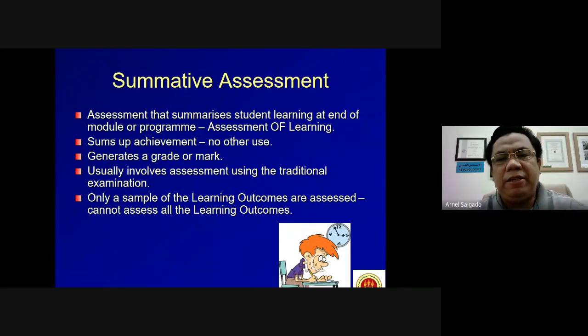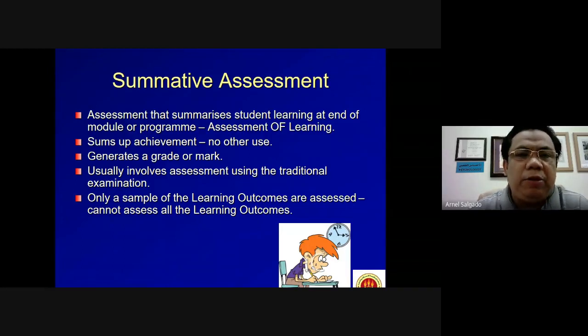Summative assessments: assessments that summarize student learning at the end of the module or program. The assessment of learning. What happened? What did you learn? It will sum up the achievement. There is no other use. The achievement of the student.